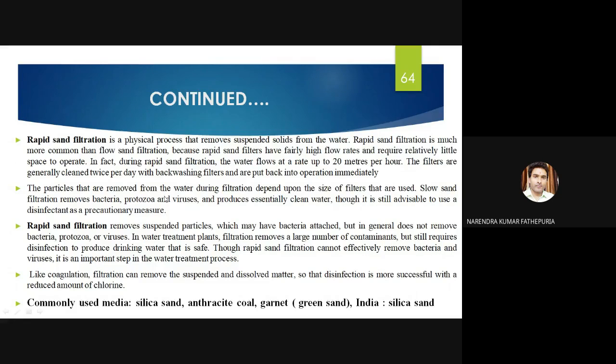And the particles that are removed from the water during filtration depend upon the size of the filters that are used. Slow sand filters remove bacteria, protozoa, and viruses, as I told you, and produce essentially clean water, though it is still advisable to use a disinfectant as a precautionary measure. After that, for removing these bacteria and microbes, we are going to propose a disinfection process, chlorination and ozonation. That is another process, but still, if you reduce this biological load, the food to microorganism ratio, then it will be easy to disinfect in the further process.